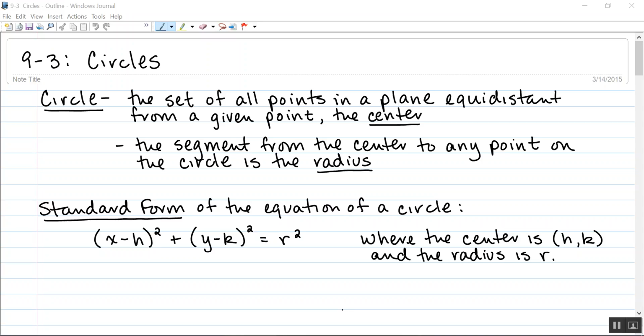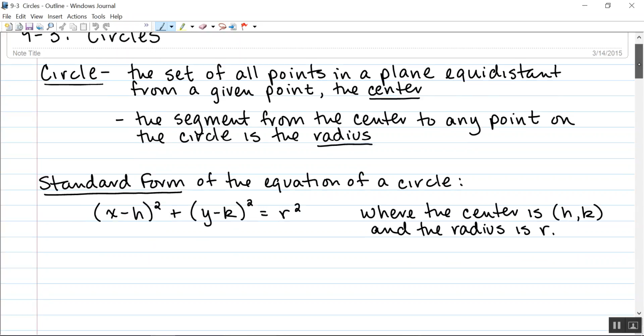Section 9.3 is on circles. The definition of a circle is the set of all points in a plane that are equidistant from a given point, which is the center. The segment from the center to any point on the circle is the radius. And the standard form of the equation of the circle is the quantity x minus h squared plus the quantity y minus k squared is equal to r squared, where the center is the point (h, k) and the radius is r. And this should look familiar from geometry.